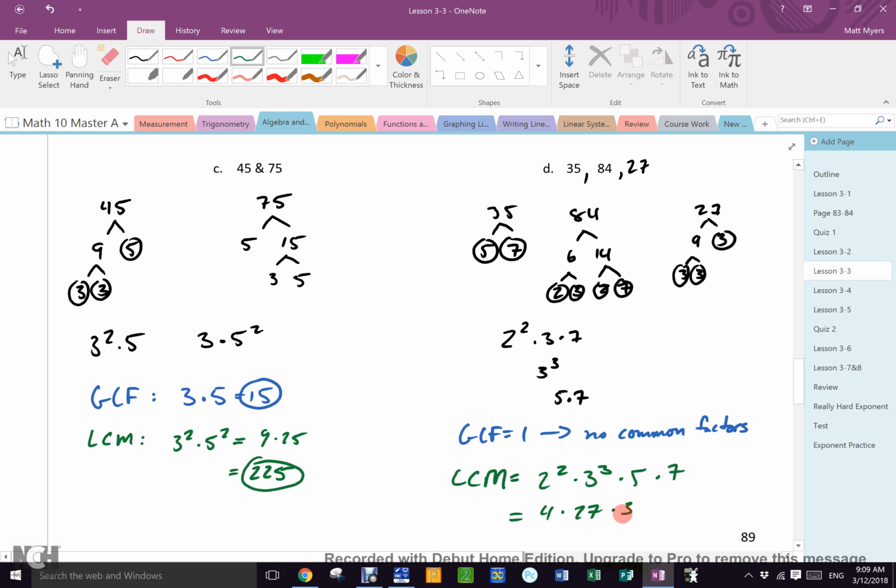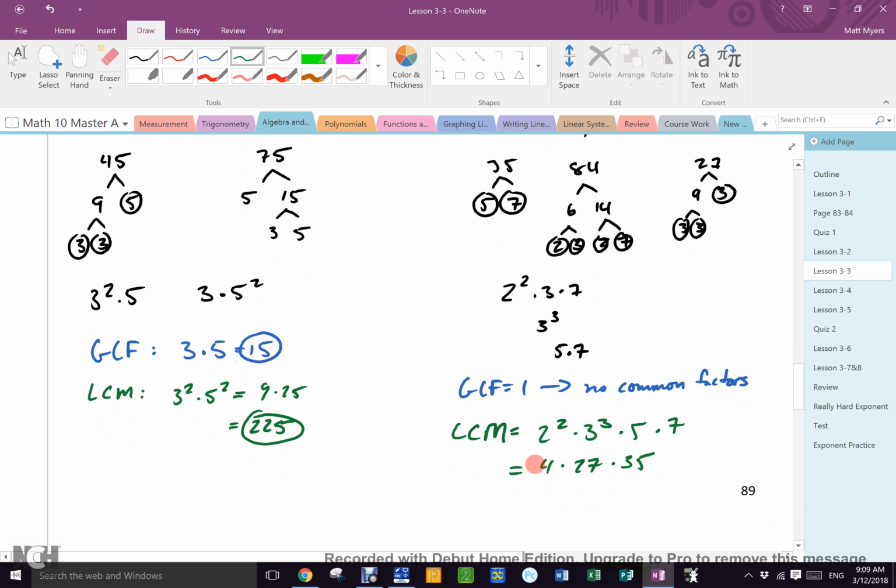I'm going to do that one in my head. 35. Can I do that in my head? Well, I can. What is it, though? 3,780. And that is the lowest common multiple. So if you ever had to add up those 3 fractions, your lowest common denominator would be 3,780. Is everybody good? Aiden.